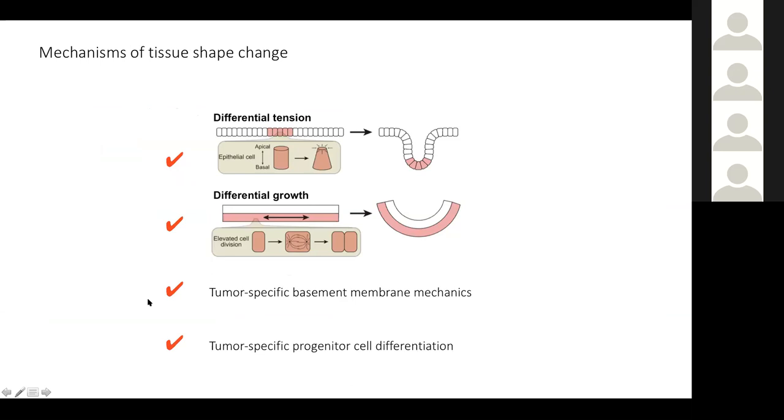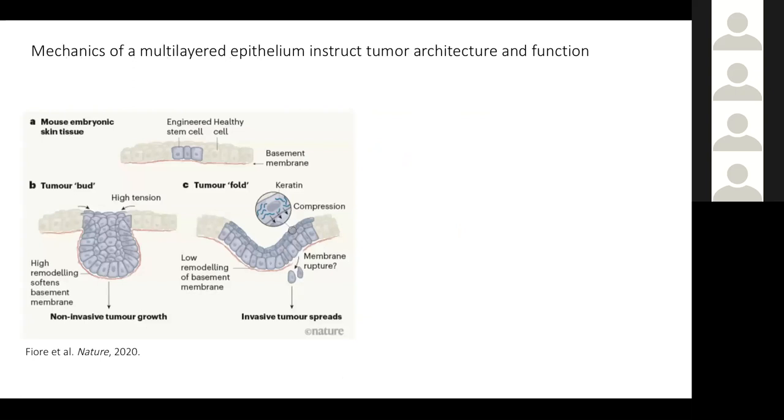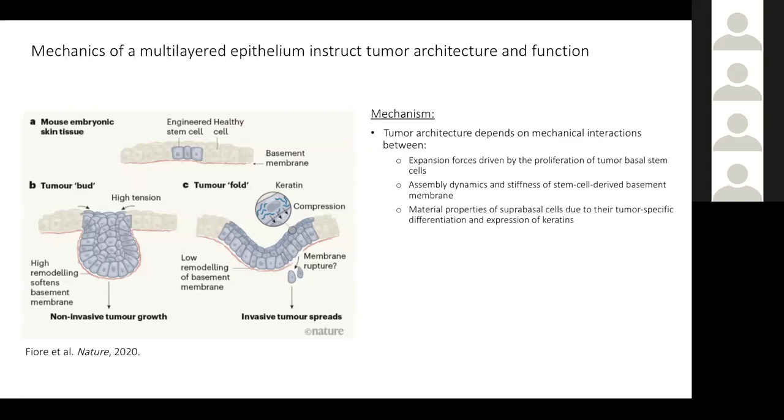So we did uncover that these tumors, what I'll call tumor-specific basement membrane mechanics, are important in dictating these tumor architectures, as is a tumor-specific cell differentiation program, which I'll get into on the final slide. So I'll skip all that, and I'll just tell you the summary, which is that the architecture, we think, really is dictated by interactions between expansive forces, which are driven by the proliferation of those basal cells, the assembly dynamics and stiffness of that basement membrane that I talked about, and also the material properties of the superbasal cells. And this is due to their differentiation program and the expression of keratin molecules.